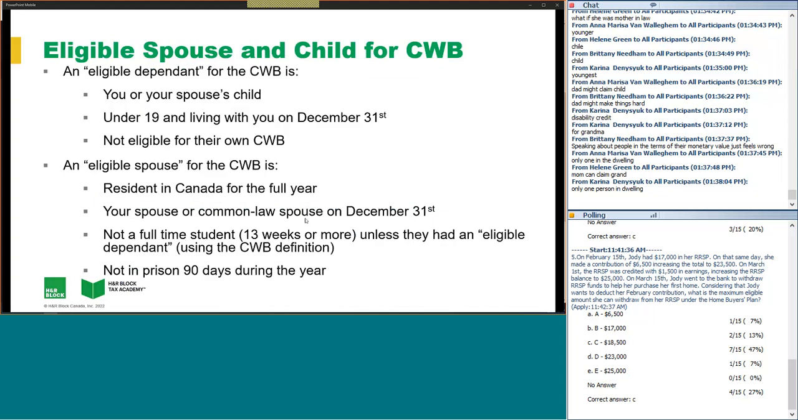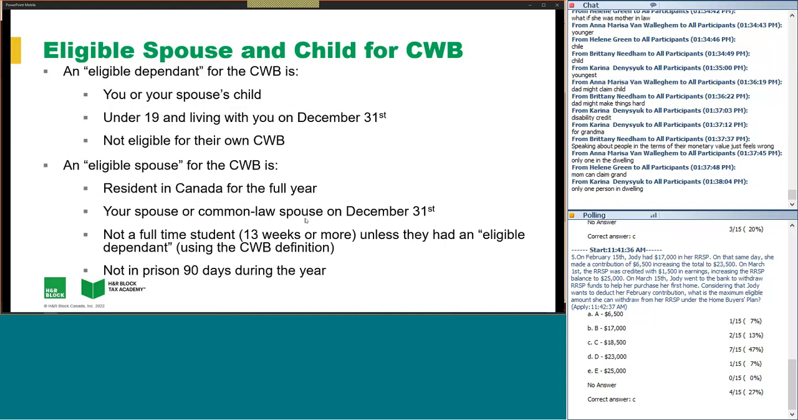An eligible dependent for Canada Workers Benefit is you or your spouse's child. It doesn't matter if you're married for the whole year. You can have an eligible dependent for Canada Workers Benefit. So you or your spouse's child who is under 19, remember eligible dependent was 18, Canada Workers Benefit eligible dependent is 19. So under 19 and living with you at the end of the year.